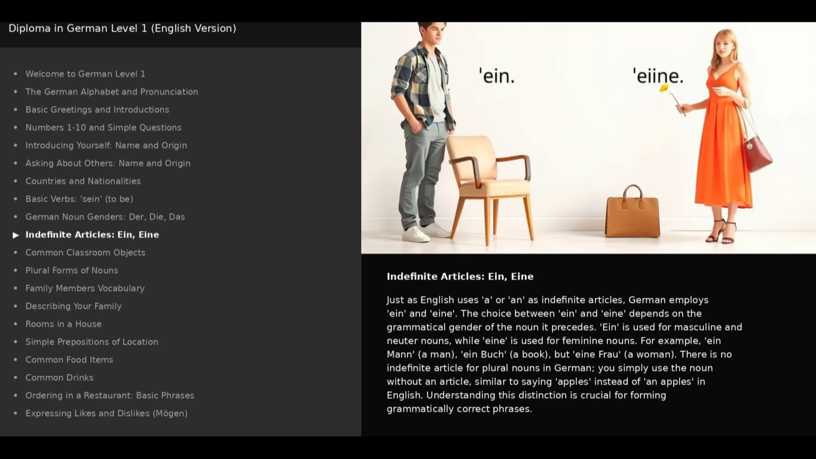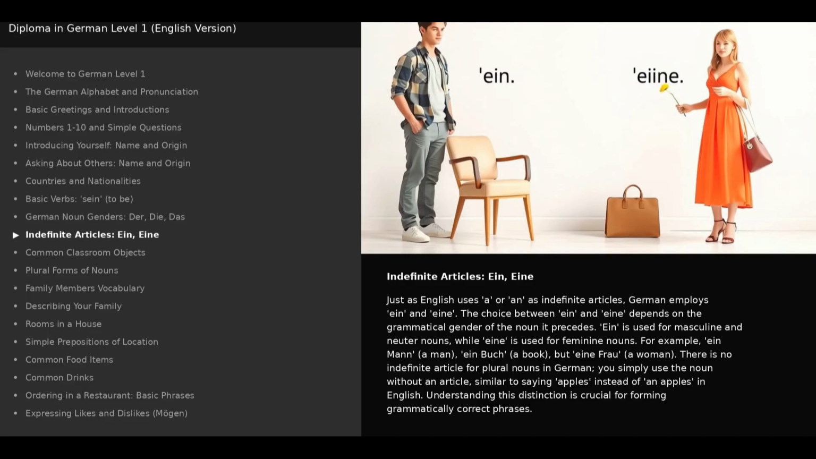Indefinite articles: ein, eine. Just as English uses a or an as indefinite articles, German employs ein and eine. The choice between ein and eine depends on the grammatical gender of the noun it precedes. Ein is used for masculine and neuter nouns, while eine is used for feminine nouns. For example, ein Mann, a man, ein Buch, a book, but eine Frau, a woman.